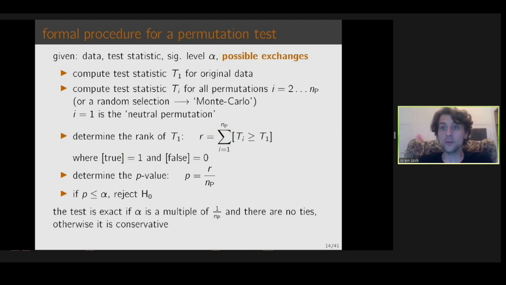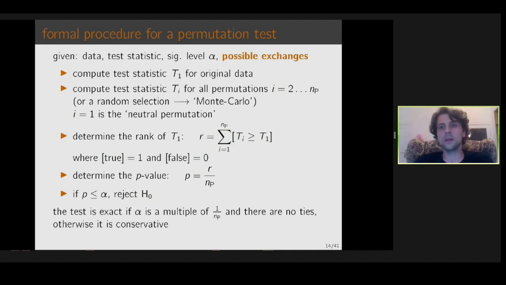What is required for a permutation test is that a certain data set has been acquired or simulated, that a test statistic can be calculated from this data set and from permuted versions of this data set, that there is a significance level alpha below which you want to consider effects to be statistically significant, and that there is a set of possible exchanges between data points. I will come to what that means in detail a little bit later.